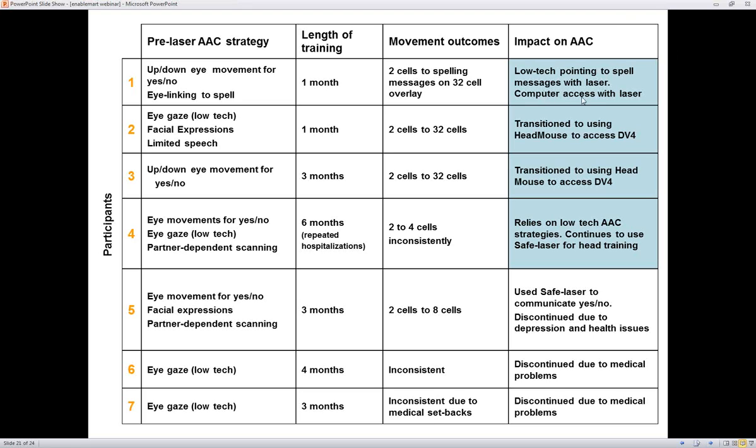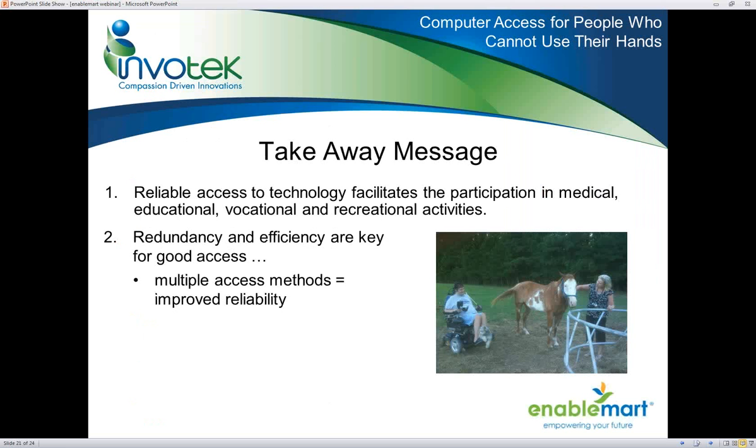One of them does computer access with the laser. 2 of them moved to a Dynavox using a head mouse. So we're talking about substantial improvements when given the opportunity to have really good feedback as to what their head was doing. They learn to use the system. So that kind of gets me back to this idea of what I'm really excited about with the Safe Laser system, which is the wonderful feedback that it provides people and the ease of use for using it.